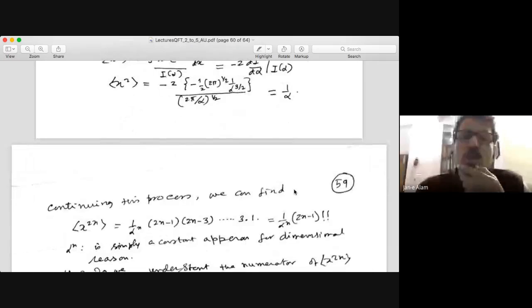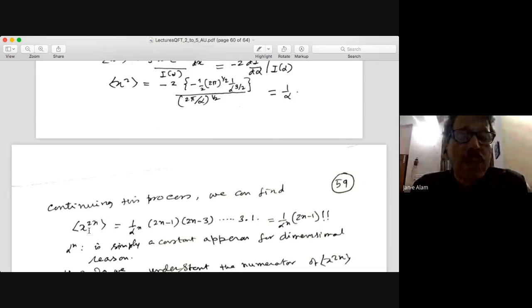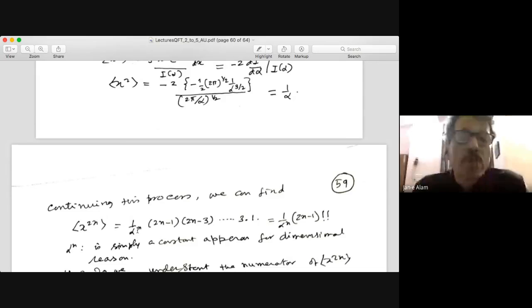Now you can go on doing this. What you will see, x4, x6, you go on doing this. You can calculate the average value of x to the 2n. And you can see this will be 1 by alpha to the n.